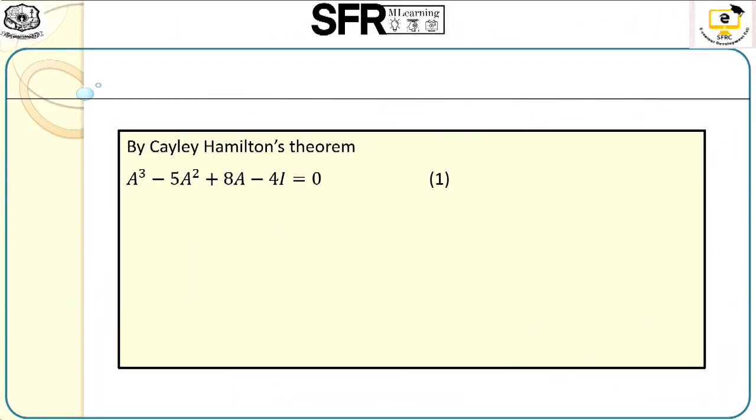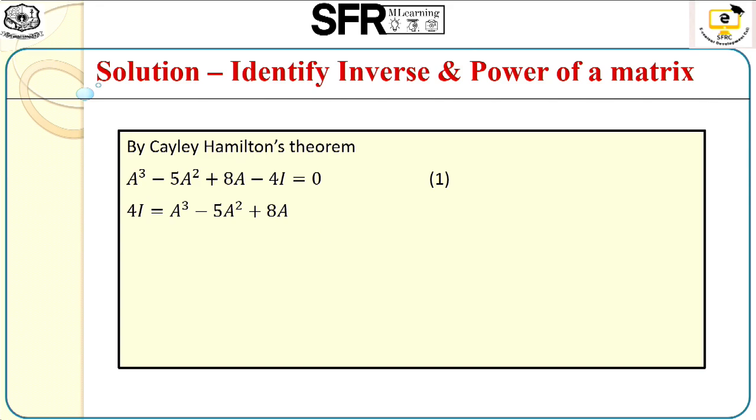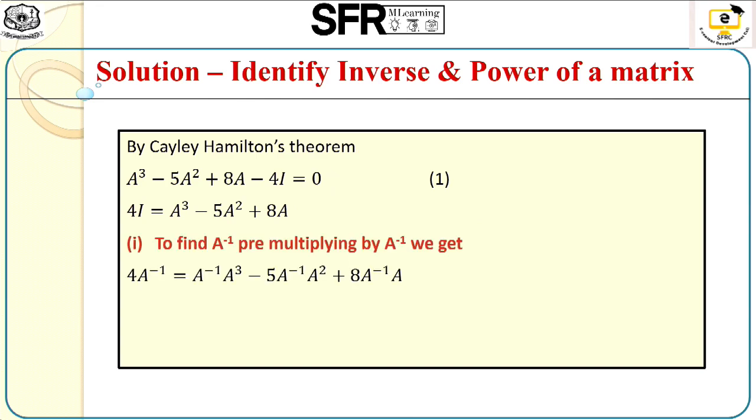From this equation, we can get A inverse by this technique, that is, keep the last entry by the Cayley-Hamilton theorem, where we can replace lambda as A. From that equation, we get 4I equal to A cubed minus 5A squared plus 8A. Then pre-multiplying by A inverse on both sides, we will get 4 into I into A inverse, which is nothing but A inverse. Similarly, one power of A is reduced on the right side, that is A squared minus 5A plus 8I. So, already we have the values for A squared, A and I.